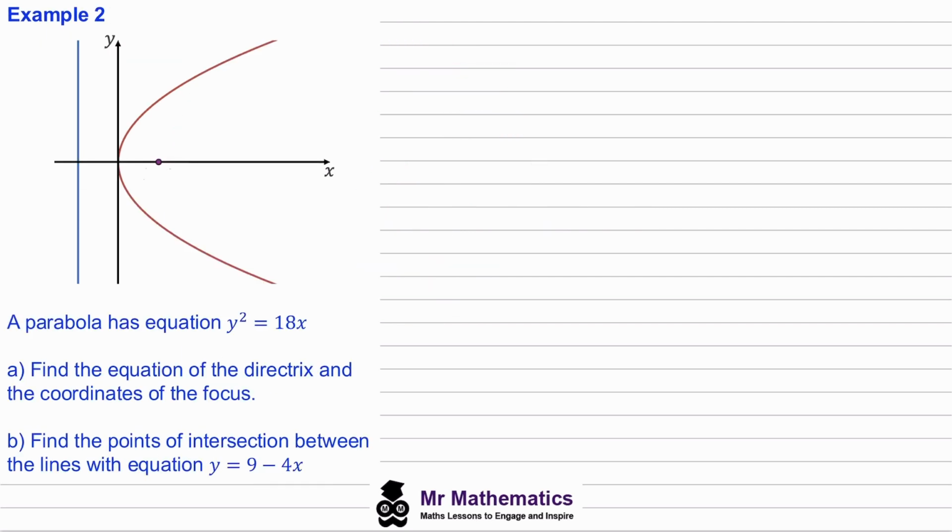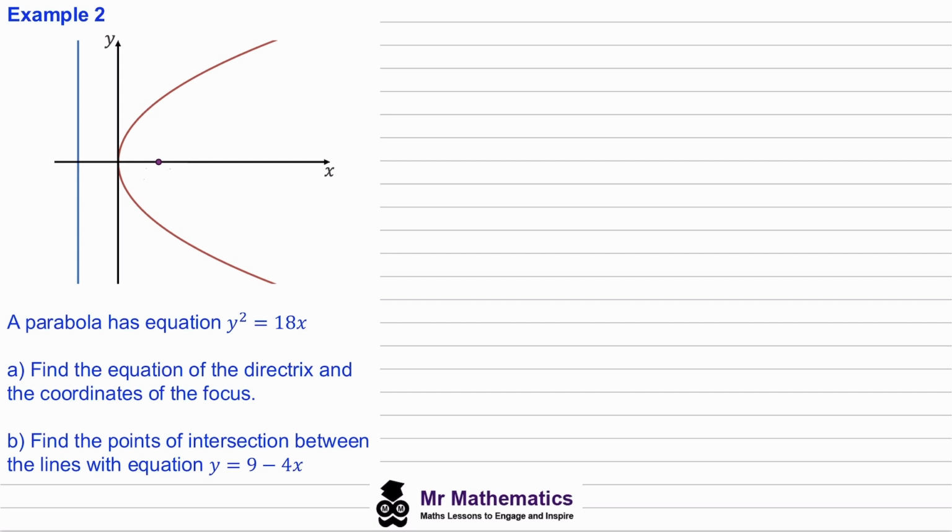So in example 2, we're given that the parabola has the equation y squared equals 18x. And we've been asked to find the equation of the directrix, which is this line, and the coordinates of the focus, which is this point here. And then to find the points of intersection between the curve and the line with the equation y equals 9 minus 4x. So perhaps you want to try this question yourself. You can pause the video, and when you come back, we'll go through the solution.